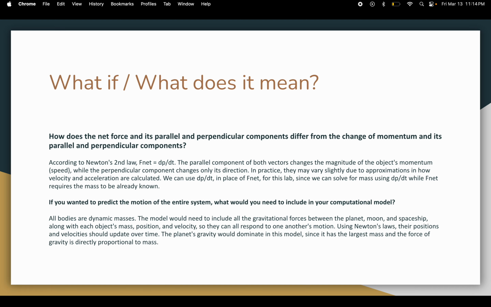And then so what does it mean? How does the net force and its parallel and perpendicular components differ from the change of momentum and its parallel and perpendicular components? So according to Newton's second law, Fnet is equal to the change of momentum over a change in time, and the parallel component of both vectors changes the magnitude of the object's momentum, while the perpendicular component changes only its direction. In practice, they may vary slightly due to approximations and how velocity and acceleration are calculated, and we can use dp over dt in place of Fnet for this lab since we can solve for mass using dp over dt, while Fnet requires the mass to be already known.